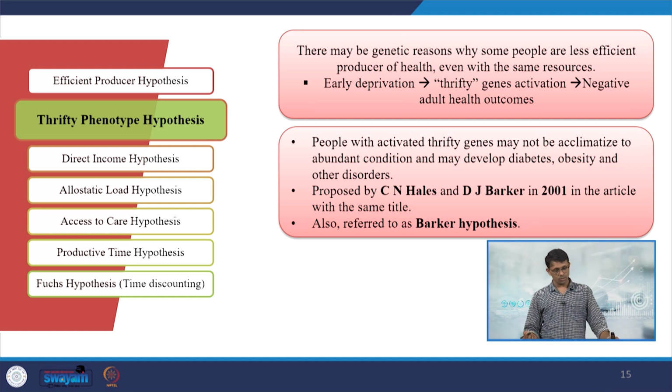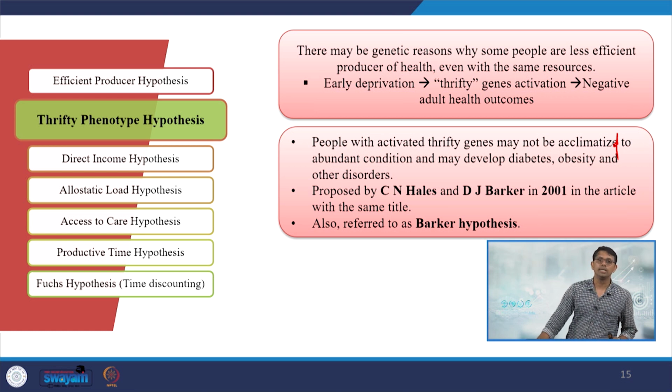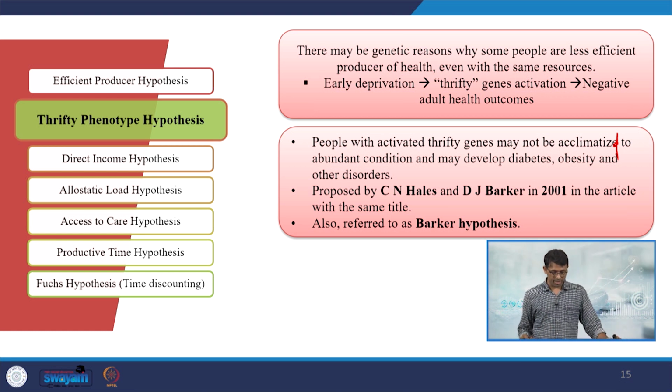But the emphasis here is through thriftiness, right. So, people with activated thrifty genes may not be acclimatized to abundant conditions, and may develop diabetes, obesity and other disorders. And this was in fact proposed by Hales and Barker in 2001 in their article with the same title, that is thrifty phenotype hypothesis. And this is also largely referred to as Barker hypothesis, okay.